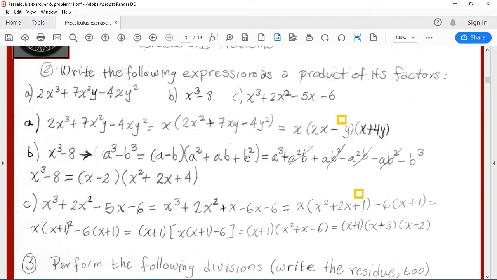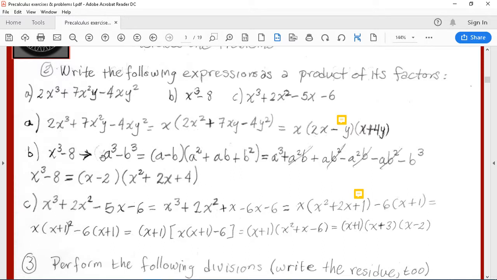A times b squared is ab squared. Minus b times a squared is minus a squared b. Minus b times ab is minus ab squared. Minus b times b squared is minus b cubed. We can see that a squared b cancels out with minus a squared b, and ab squared cancels out with minus ab squared. So we are left with a cubed minus b cubed.